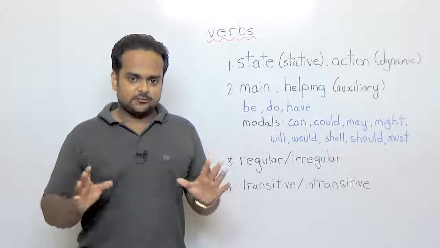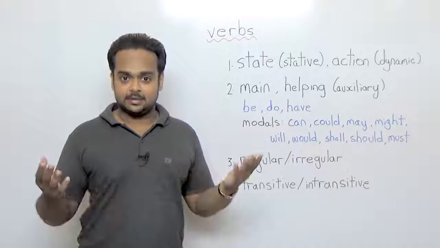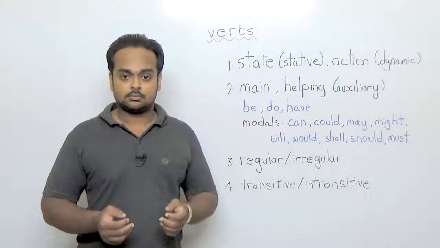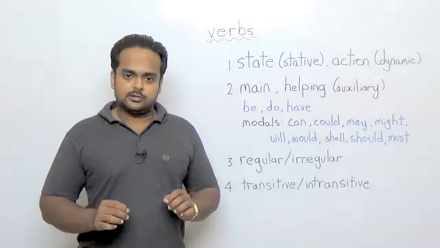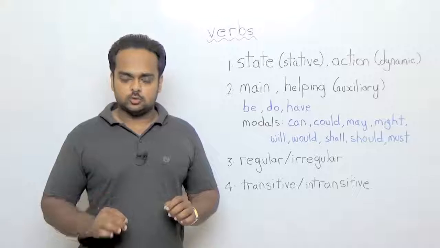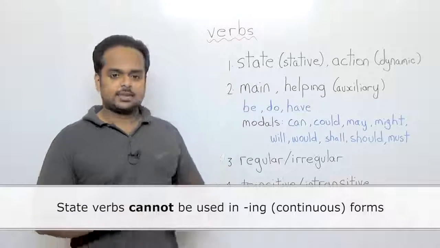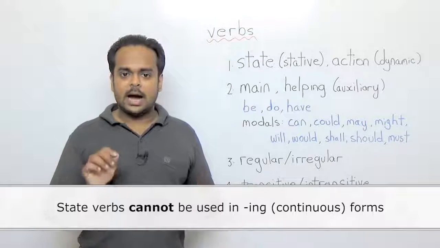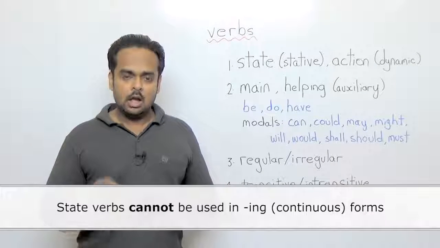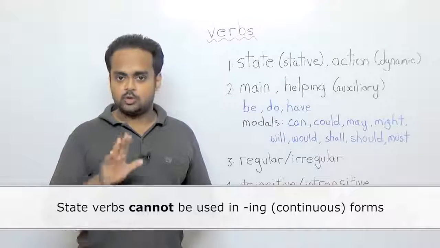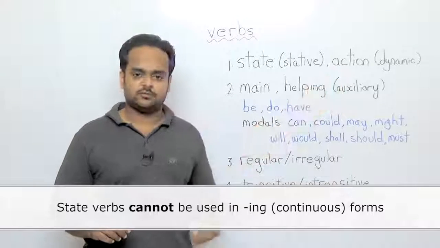Okay, but why is this difference important? And is it important at all? It is, because there's an important rule in English that you should know. And that rule is state verbs cannot be used in ing forms. When you want to use a continuous form, you can only do that with action verbs.